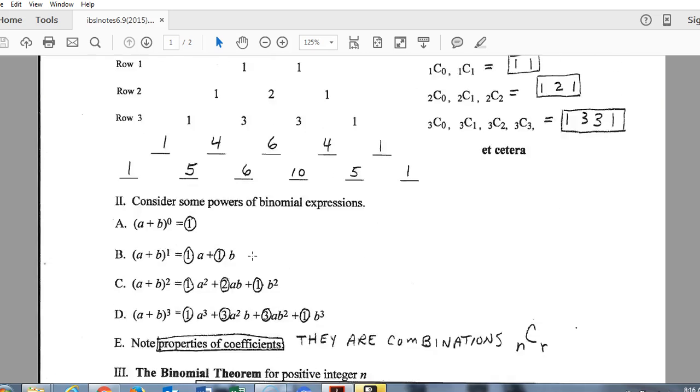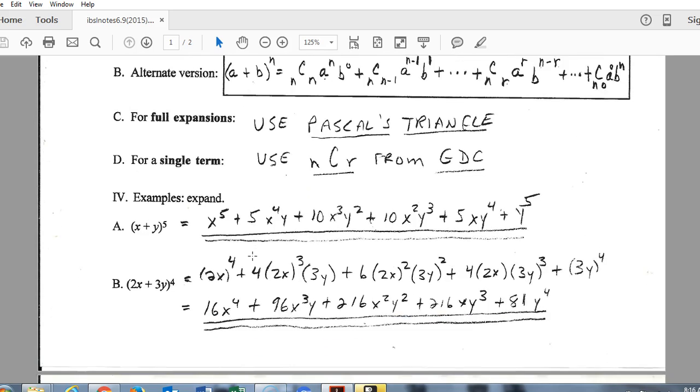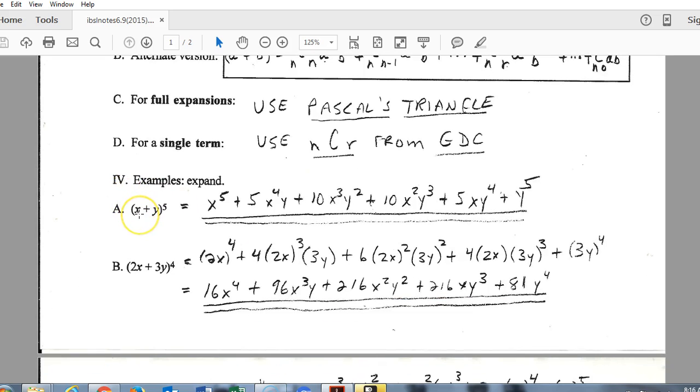For the problem that we're beginning with, which is x plus y to the fifth, this is how it would start. I would lay out the coefficients for row 5: a 1 right here, then a 5, then a 10, then a 10, then a 5, and then a 1. Those are the numbers we're getting right off of Pascal's triangle. That's how all of these would begin.